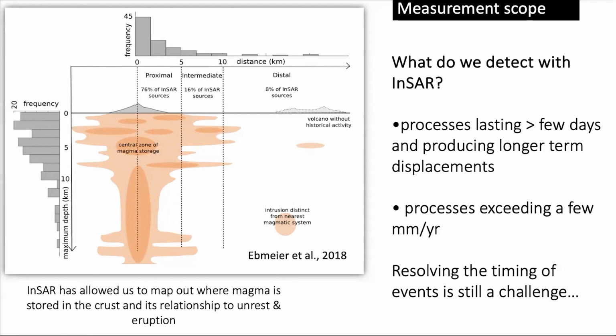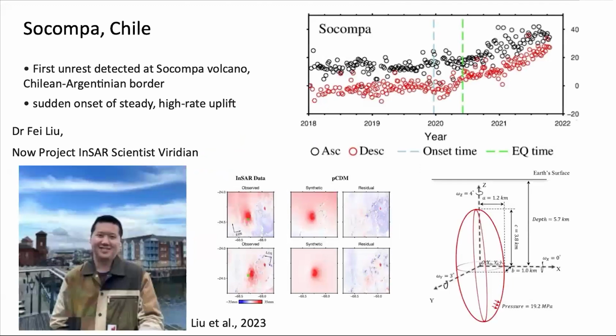But what we miss are processes lasting less than a few days, changes that happen between acquisitions, and also sometimes low-rate long-term processes. And resolving the timing of events is still a challenge. This example is from Socompa in Chile. This is a volcano which has no historical record of activity at all. It wasn't monitored. There's a GPS base station not that far from it because people thought there was nothing going on in the area.